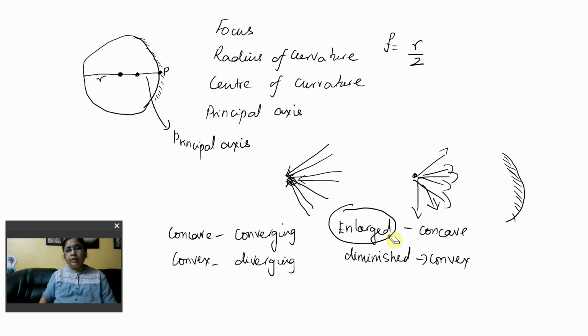Now these are the sizes of the image. Sometimes they will say your image is erect. What does image erect mean? Standing straight. My head is where it should be. My leg is where it should be. Sometimes they will say the image is inverted.